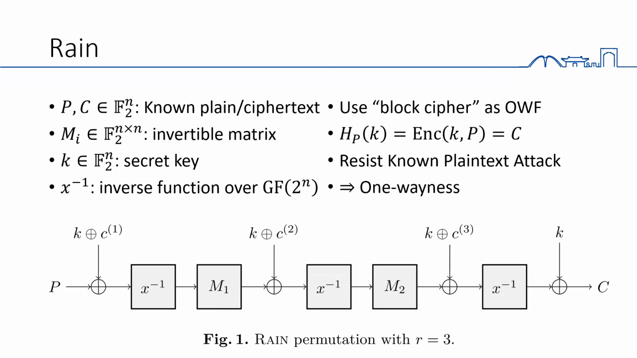When we use the so-called block cipher as a one-way function, we sample a secret key to encrypt a publicly known plaintext to obtain the ciphertext. If the block cipher resists known plaintext attack, then it means we cannot recover the secret key from the plaintext-ciphertext pair. Then it implies the one-wayness of the one-way function.